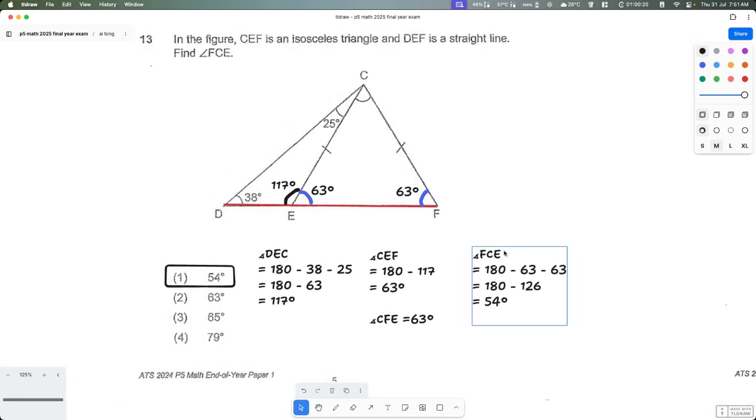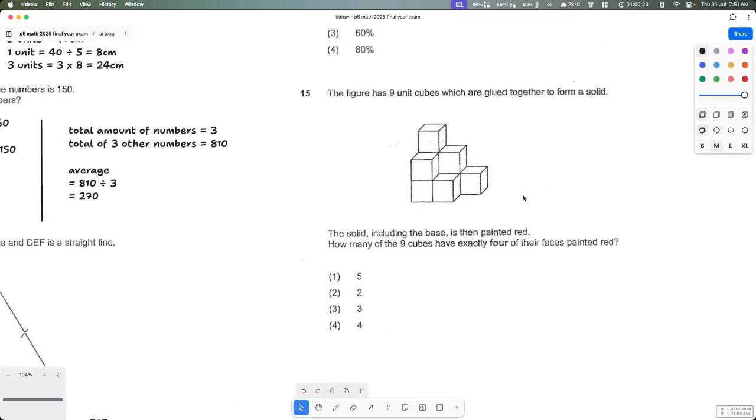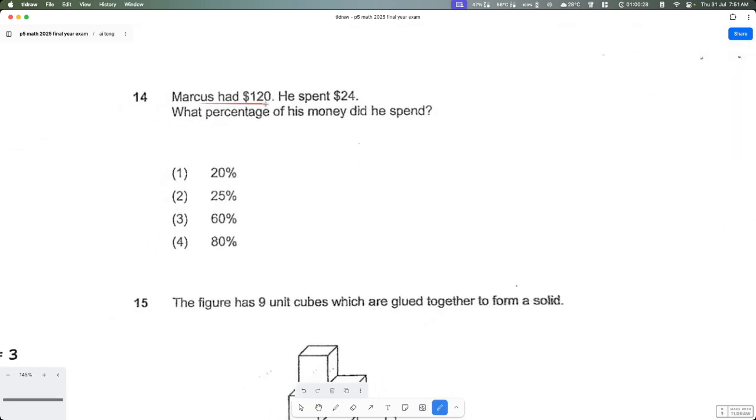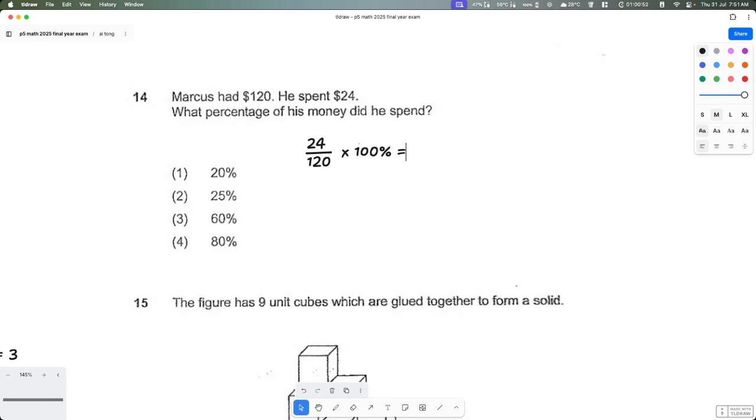Always double check using your workings. Let's move on to question number 14. Marcus had $120. He spent $24. How much of his money did he spend? In this case it will just be 24 out of 120, and then we multiply by 100%.